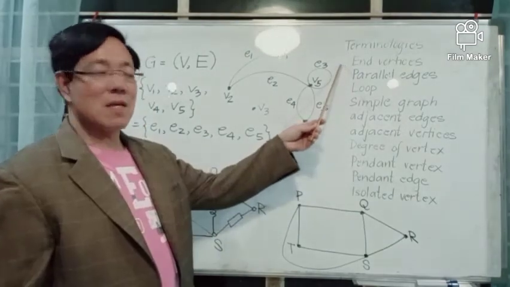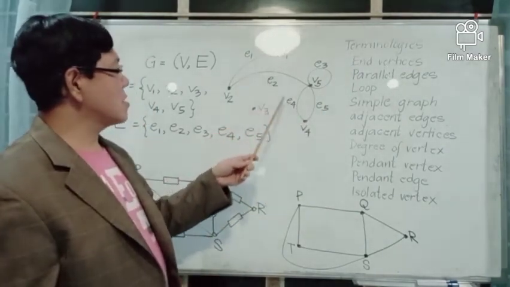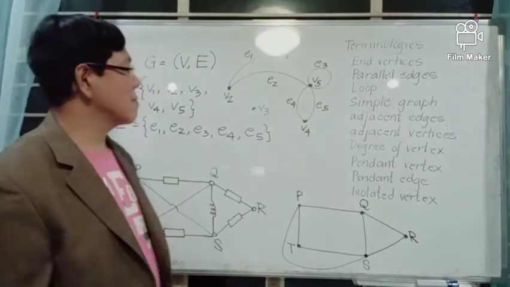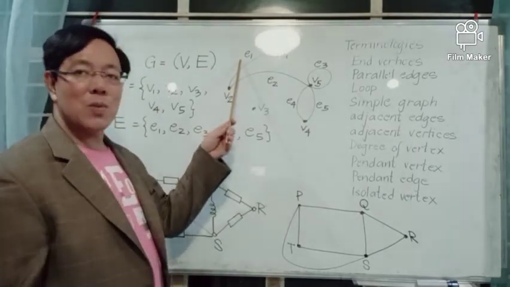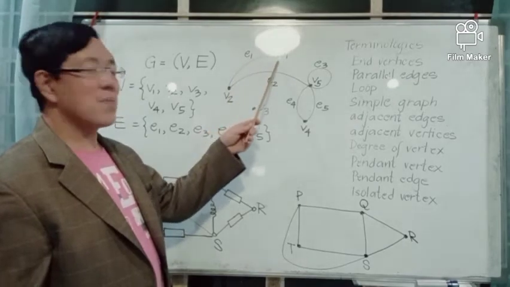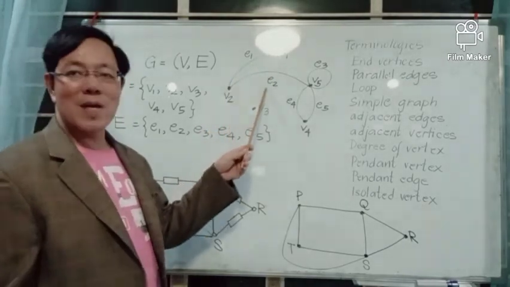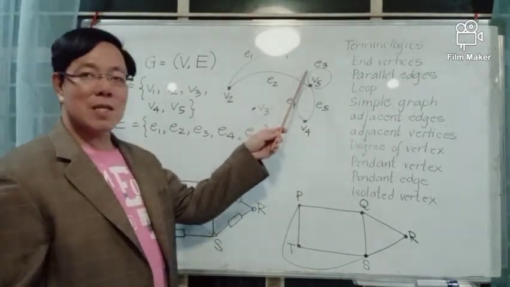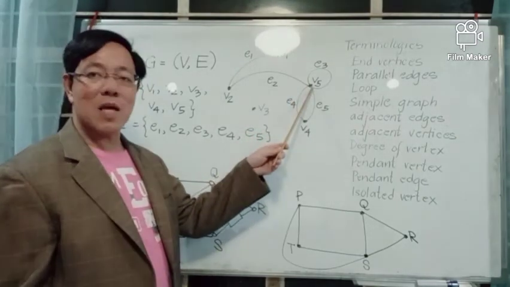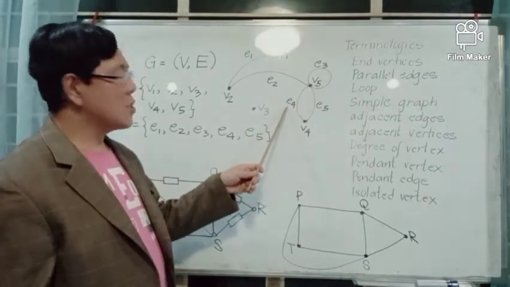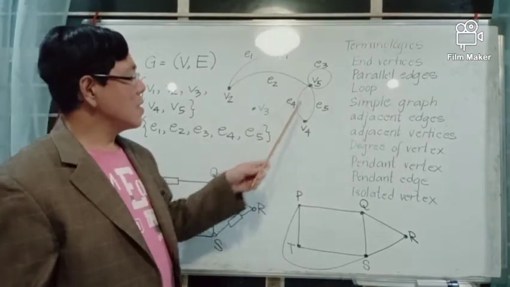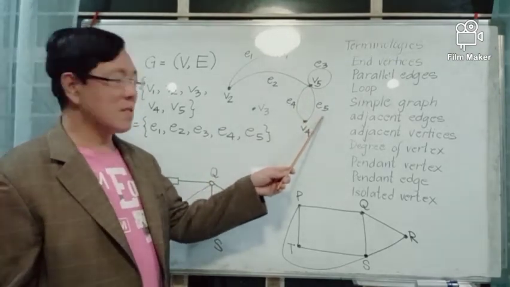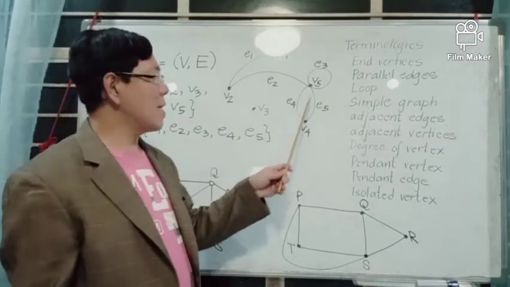For the end vertices, each of the edges has two end vertices. For the edge E1, the end vertices of edge E1 are the vertices B1 and B2. For the edge E2, the end vertices are B2, B5. For edge E3, the end vertices are B5 and itself, B5. For the edge E4, the end vertices are B4 and B5. For the edge E5, the end vertices are vertices B4 and B5.